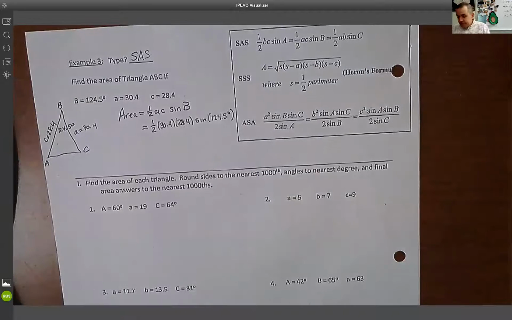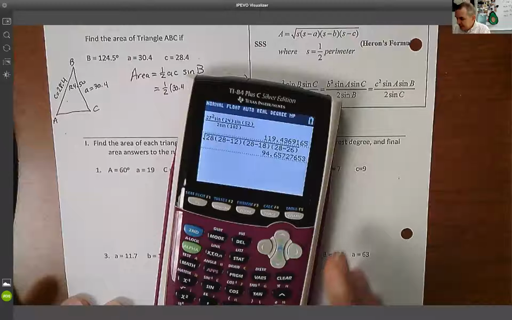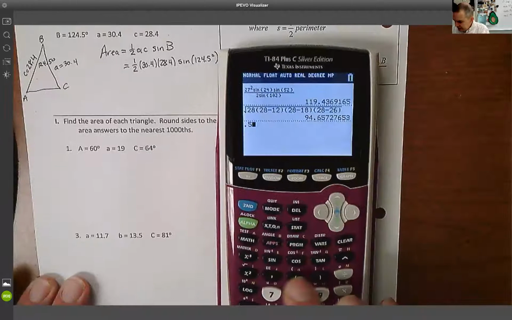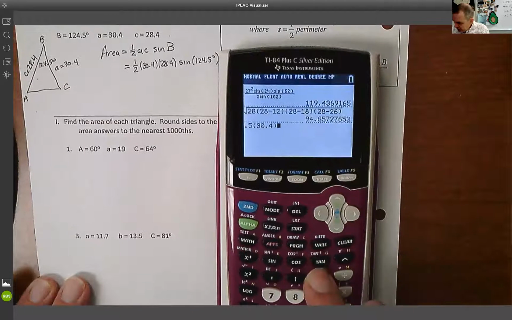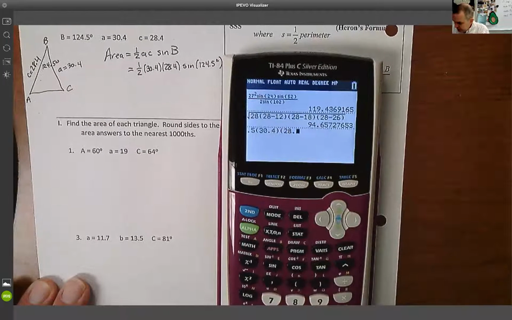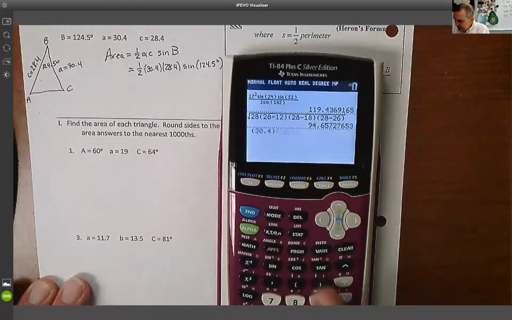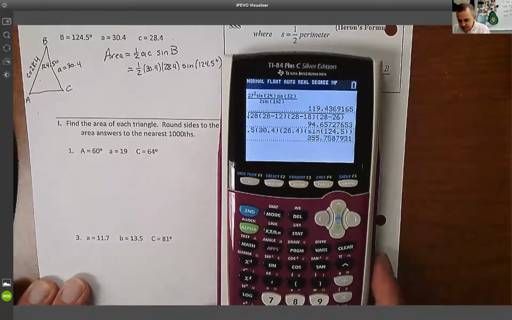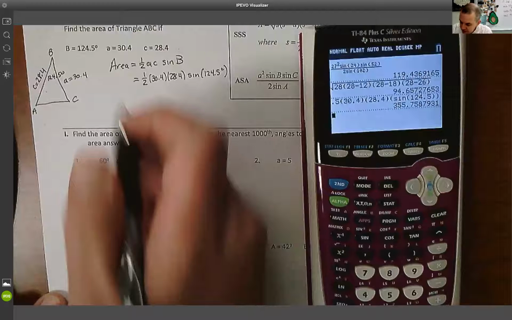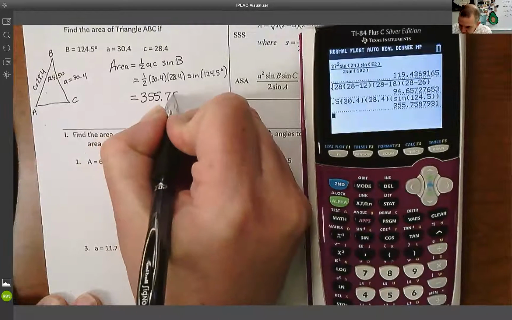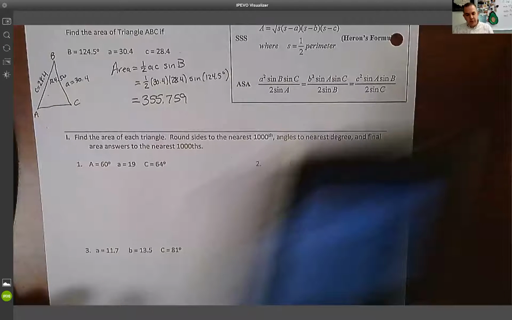Then, right back to the calculator, we do 0.5, which is one half, times 30.4 times 28.4 times sine of 124.5. Hit enter, and it tells us the area is 355.759. So our area is equal to 355.759.